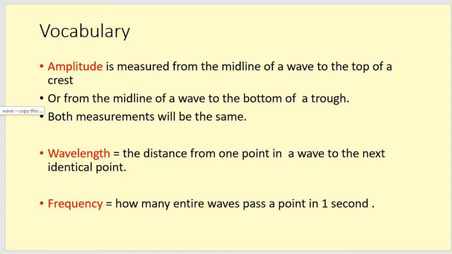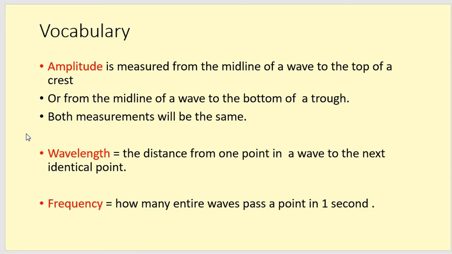It doesn't matter whether you're going up or you're going down. From the middle line to the top or the middle line to the bottom will be the same. That is the amplitude. Now, the mistake that some people make is having the amplitude from the top bit, the crest, all the way down to the trough. They do the whole height. It's not, it's just half. So that's the bit you need to be careful of there.